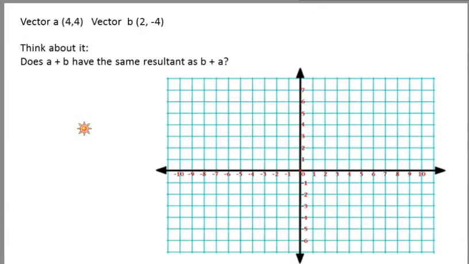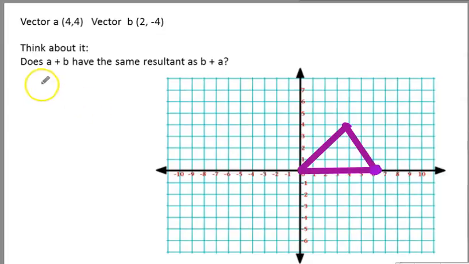So I'd like you to think about this for a moment. Does A plus B have the same resultant as B plus A? You might want to pause the recording and come back to it. A plus B is just like before. I'm going to start with vector A, draw vector A, add vector B onto it. That would be over 2, down 4. And then get the resultant. There's the resultant, and so there's the 6, 0 again.